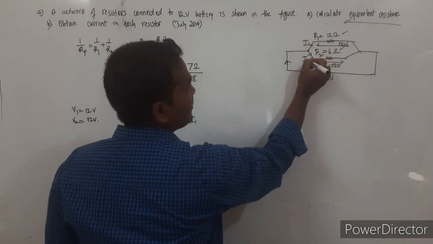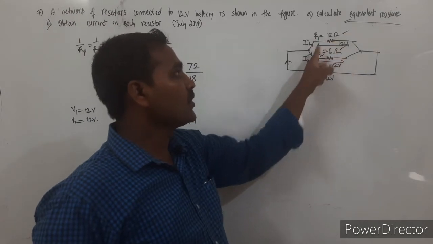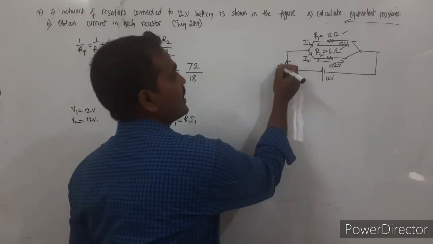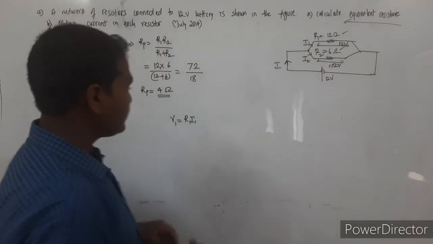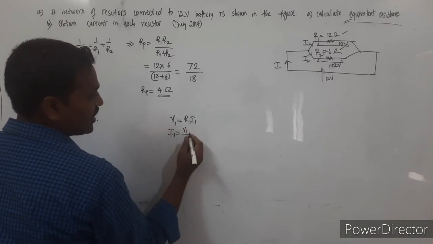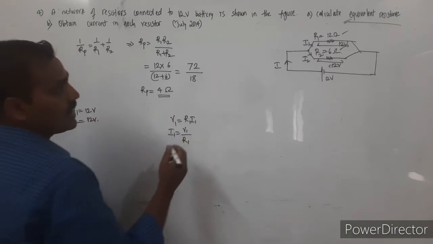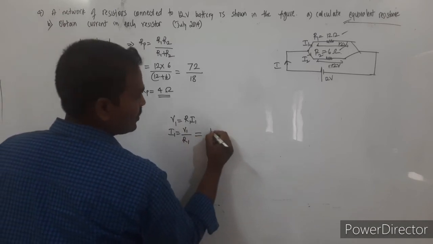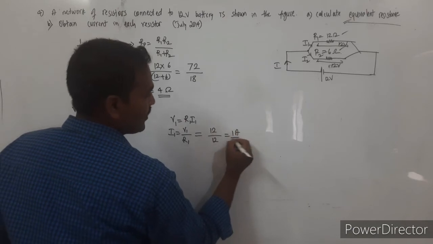Whenever current flows through the circuit here, at this point the current gets divided. Here let us consider them as I1 and I2. I1 is the current flowing through R1 and I2 is the current flowing through R2, so that I, the total current, is equal to I1 plus I2. By this I can write I1 is equal to V1 divided by R1. V1 is 12 volt, 12 divided by R1 which is 12, that is equal to 1 ampere.